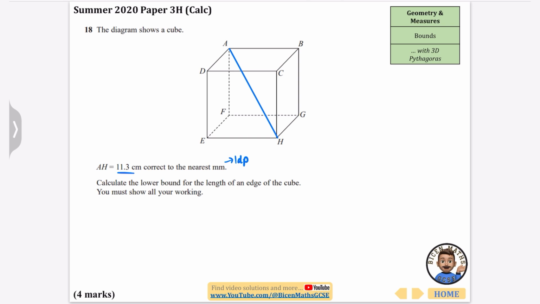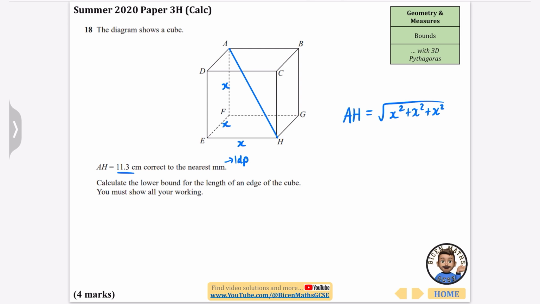Now, all of these parts of this cube are x centimetres, so all of these parts are going to be x. We want to calculate the lower bound for the length of an edge of the cube. Well, usually we would say that AH is equal to, like Pythagoras with the 3 different parts, the square root of x squared plus x squared plus x squared. This is how you do Pythagoras in 3 dimensions.